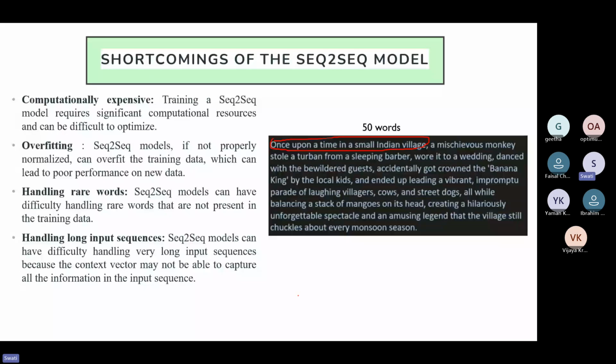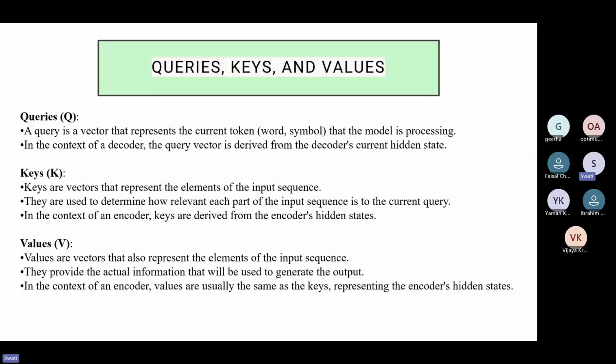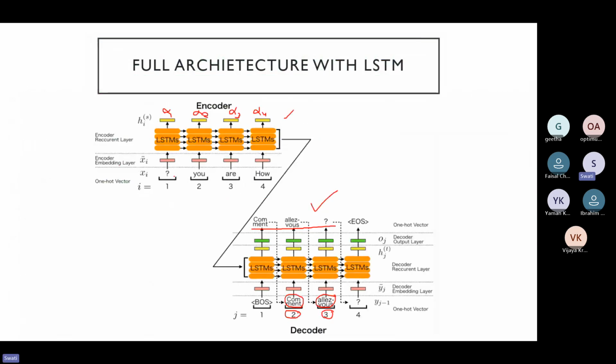So here you can see a more complete picture. This query will be compared with each key to calculate a relevance score. What are these keys? These are the elements of the input sequence, here the four words "How are you" and so on, which will be converted into embeddings.